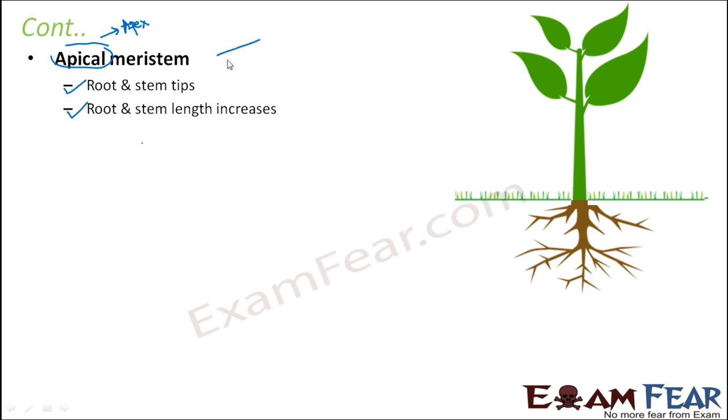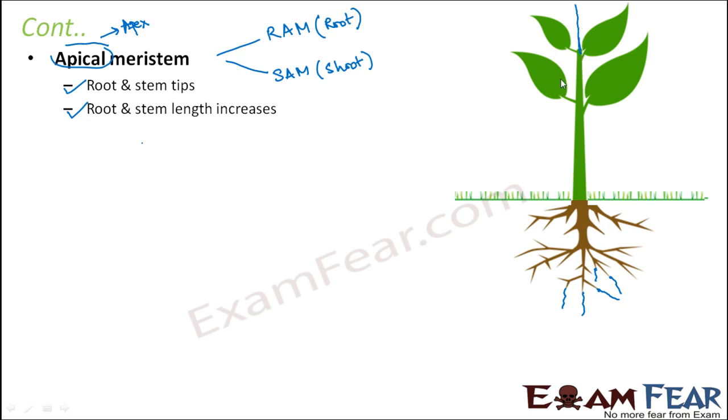Now this apical meristem again is of two types. One is root apical meristem and the other one is shoot apical meristem. This is shoot apical meristem and this is root apical meristem. In this case you can see at the tips of the roots these meristems are present, so more and more new cells will be formed, and the root will increase in length like this. Similarly at the tip of the shoot, it will keep on increasing in length.